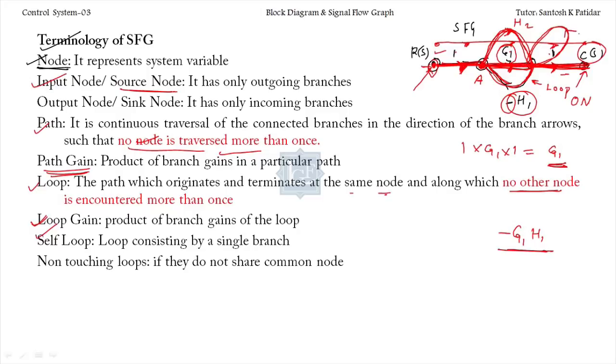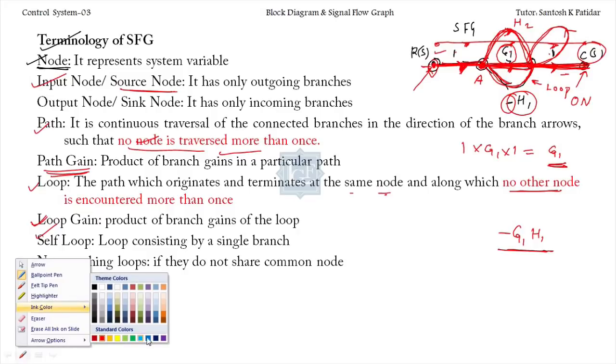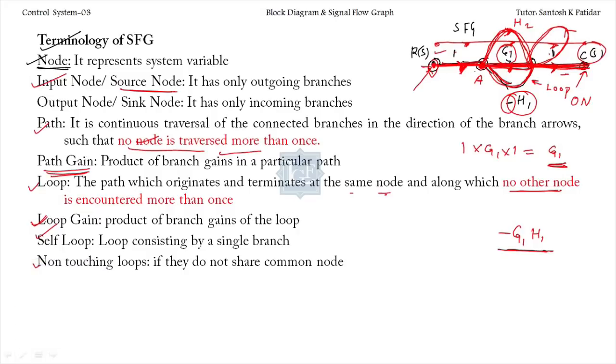Suppose you have a diagram like this. This I'll call the self loop, with only one branch. Now, non-touching loops. What are the non-touching loops? Suppose at this point also, let me change the color, suppose at A also you have one self loop like this. The direction of that is given like this. So this is L1 and this is L2. These two are non-touching loops.